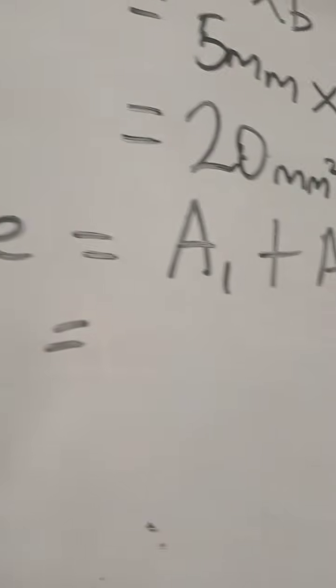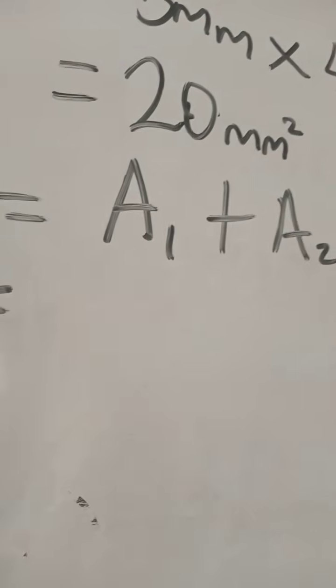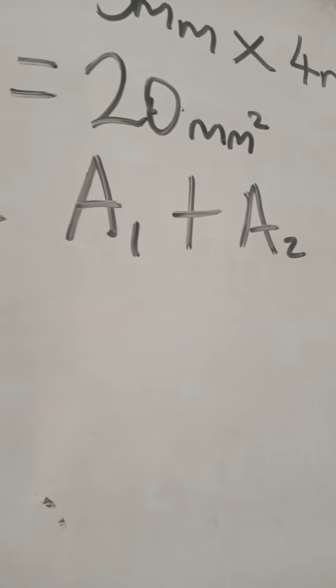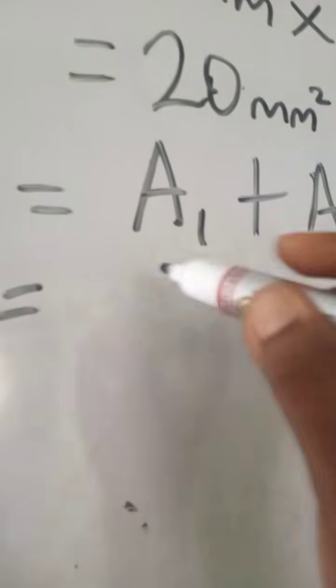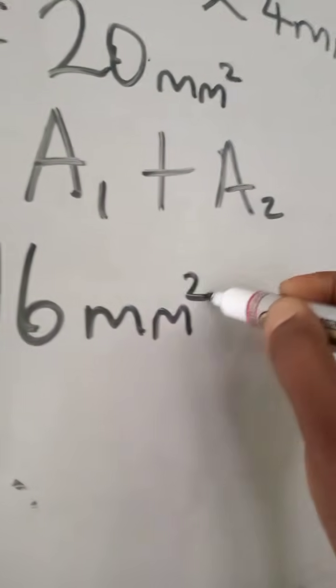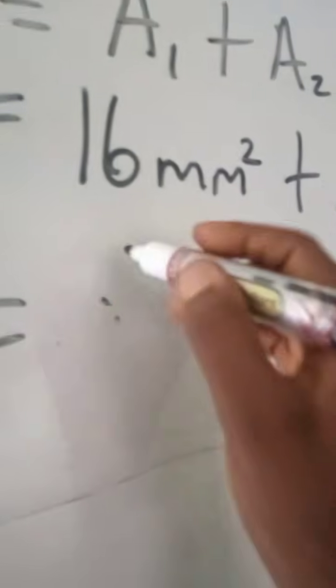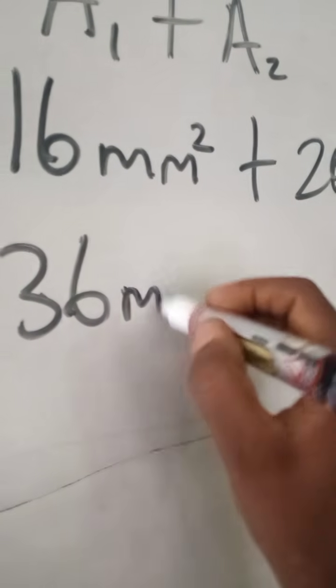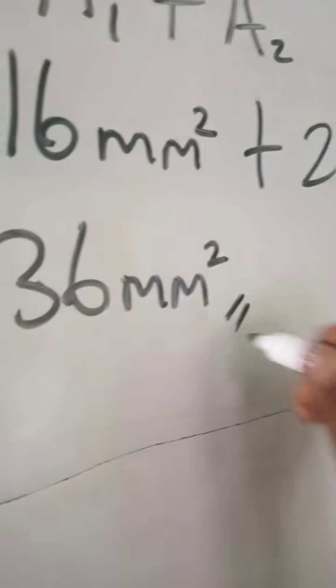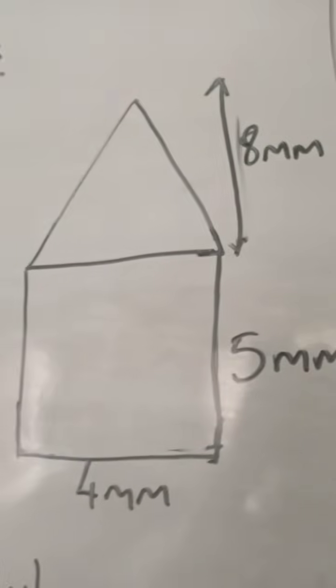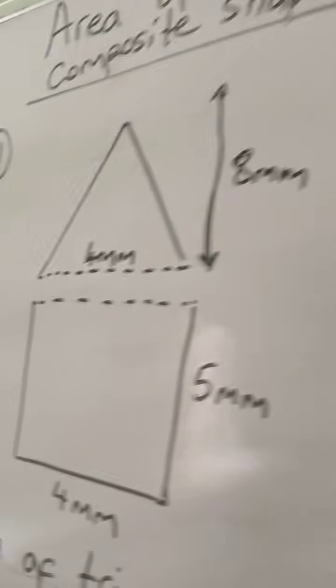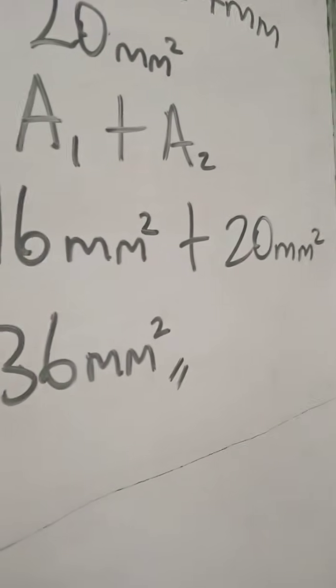Now, how do we get the total area of the shape? Total area of the shape is simply gotten by adding the area you got from the first and what you got from the second. For the first we got 16 millimeters squared. Then for the second area we got 20 millimeters squared. So let's sum them up. 16 plus 20 is 36 millimeters squared. That becomes our final answer. So the area of this shape, which was broken down into this, is finally 36 millimeters squared.